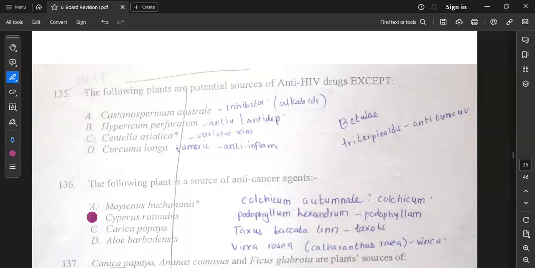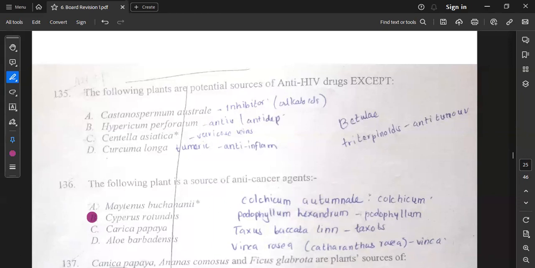I hope they're correct. Honor is saying Maytenus buchananii is a worldwide distributed small evergreen tree, traditionally used as anti-tumor, anti-ulcer, anti-inflammatory, and antibacterial. Patel is saying Cyperus rotundus is used for leukemia. Okay, this again is a no. It can be papaya again. Someone has said Carica.